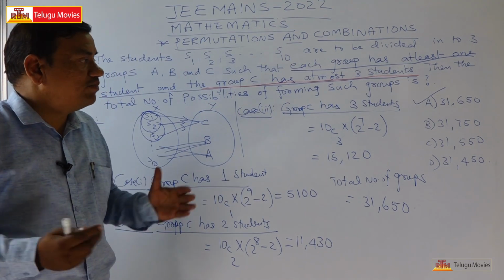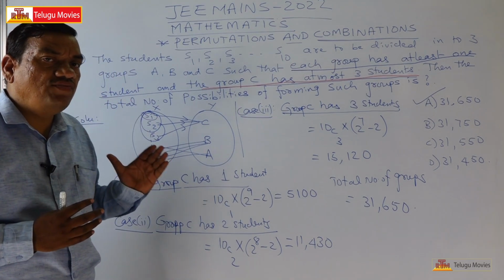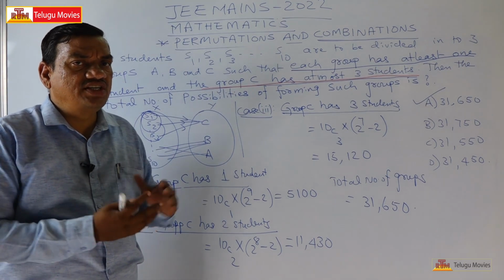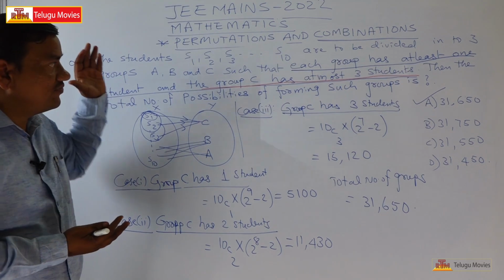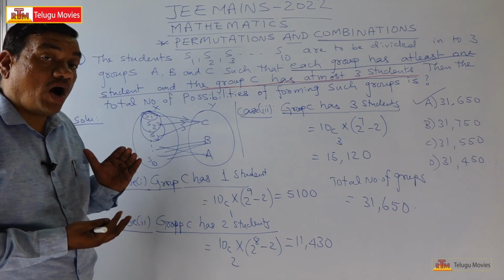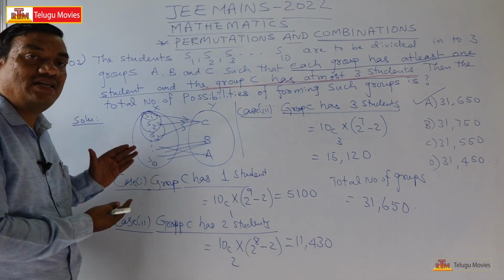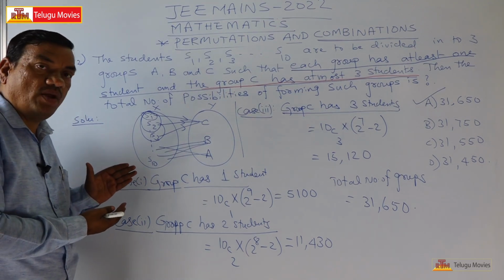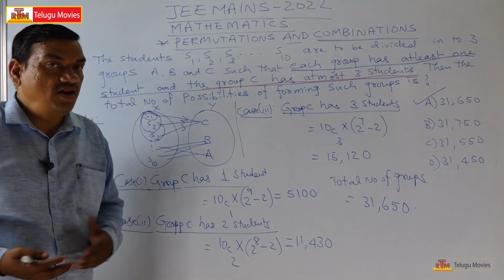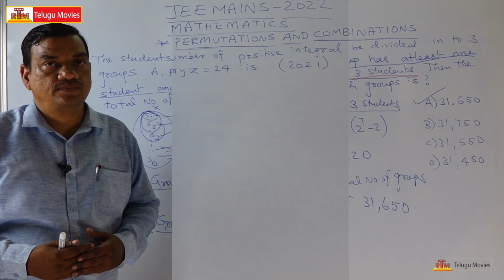Understand that. So, if you know the formula of onto functions, it is a mixed problem of functions and permutations and combinations. If you know the onto functions concept, you can easily solve this problem. I hope you understand this solution. So, let us go for the next problem.